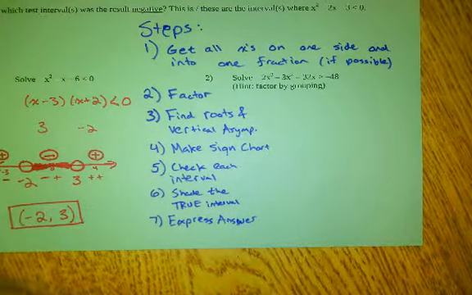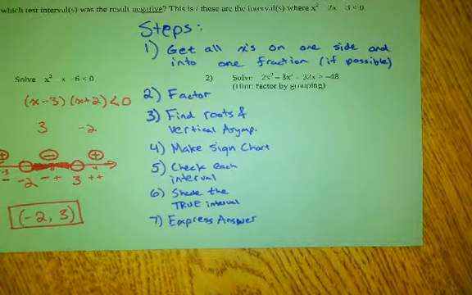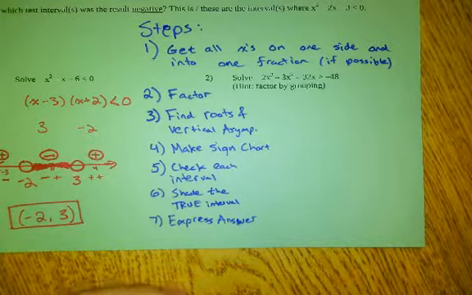You want to try 2 on your own? That's kind of really big. It's grouping. You should all know how to group. So do step 1, get all the x's on one side, then factor, then find the roots. There's no vertical asymptote. Make a sign chart, check each interval, shade the true interval.